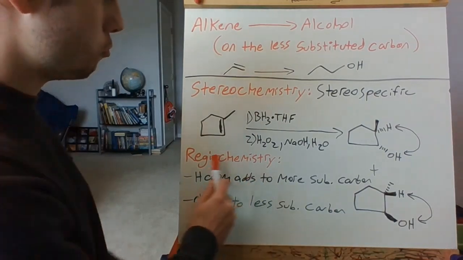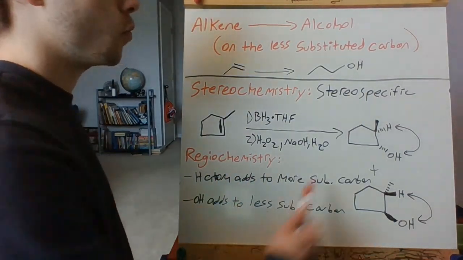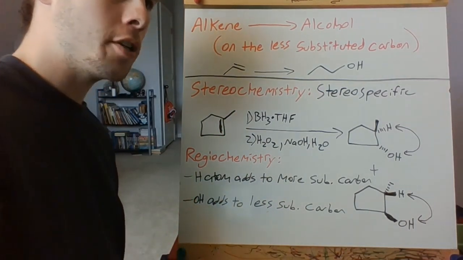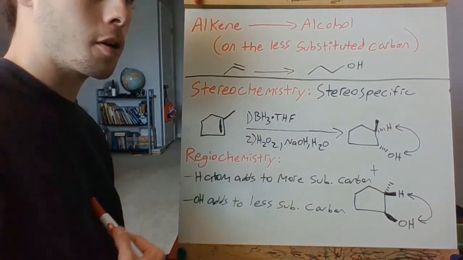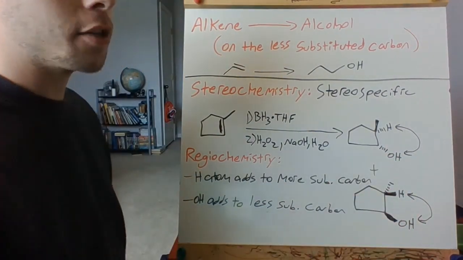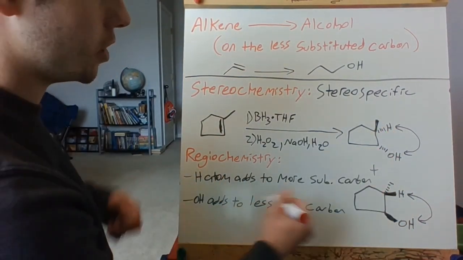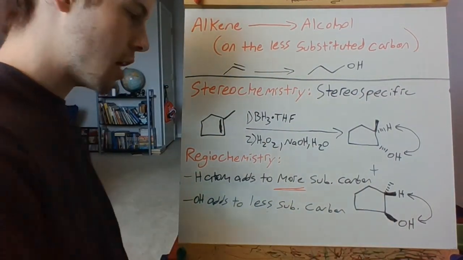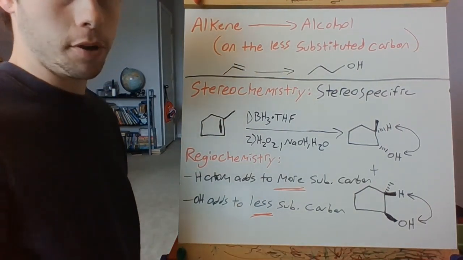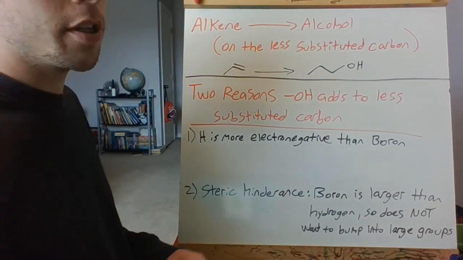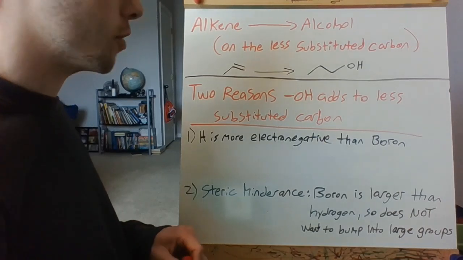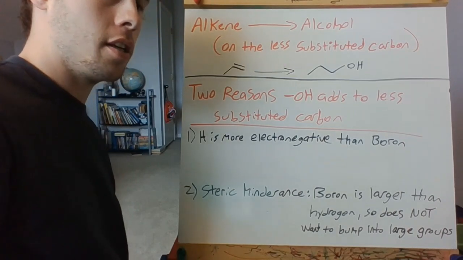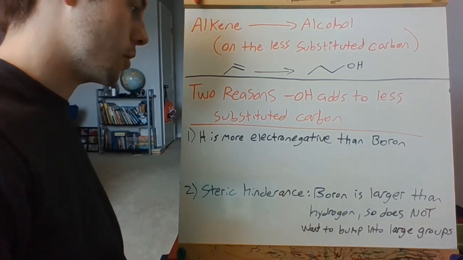Also notice the regiochemistry of this reaction. Where does the hydrogen add to? Does it add to this carbon or this carbon? And where does the OH add to? Does it add to this carbon or this carbon? Notice in both of these cases that I drew, the hydrogen atom adds to the more substituted carbon, and the oxygen, the OH, adds to the less substituted carbon. So there's two reasons why we get this type of regiochemistry, where the OH adds to the less substituted carbon and the hydrogen adds to the more substituted carbon.